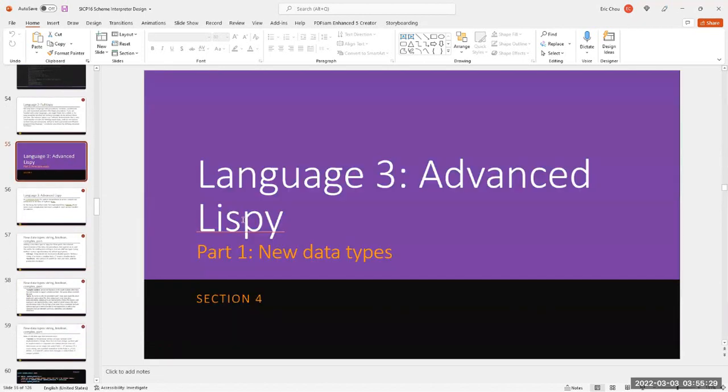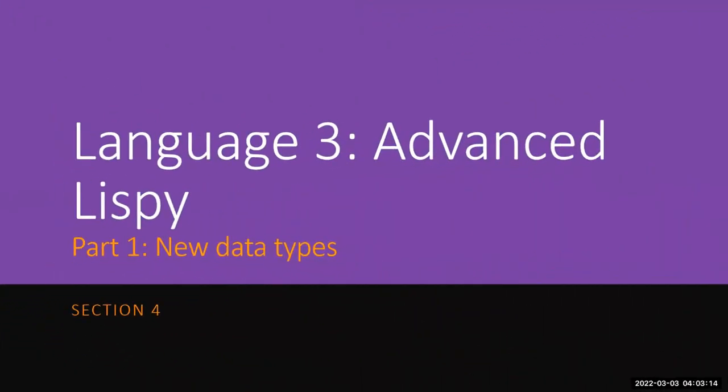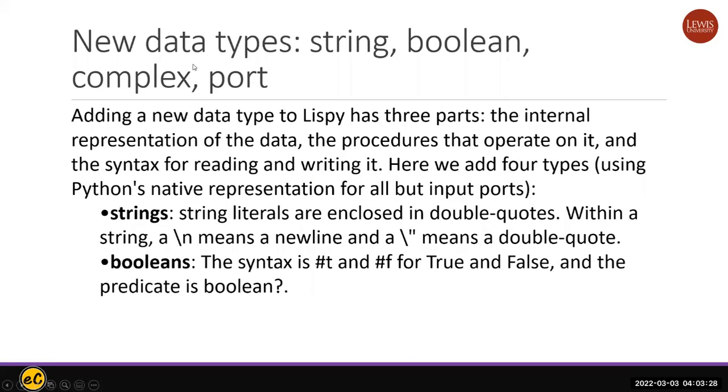And we are going to the next one, language 3, that will be adding some new data types. Section 4, language 3, advanced Lisp. So now we are going to introduce the most advanced Lisp language, Scheme, part 1, new data types. So we actually add more data types and more features to it. First one, we allow string, Boolean, complex, and port.